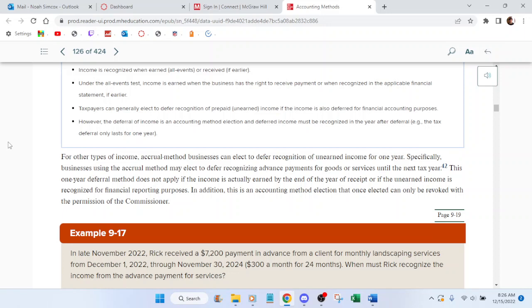When do you recognize the income from the advance payment? Okay. Oh, man, this is so confusing. Let's see here. When must you recognize the income here? It looks as if you recognize December. You have to recognize the December income here.